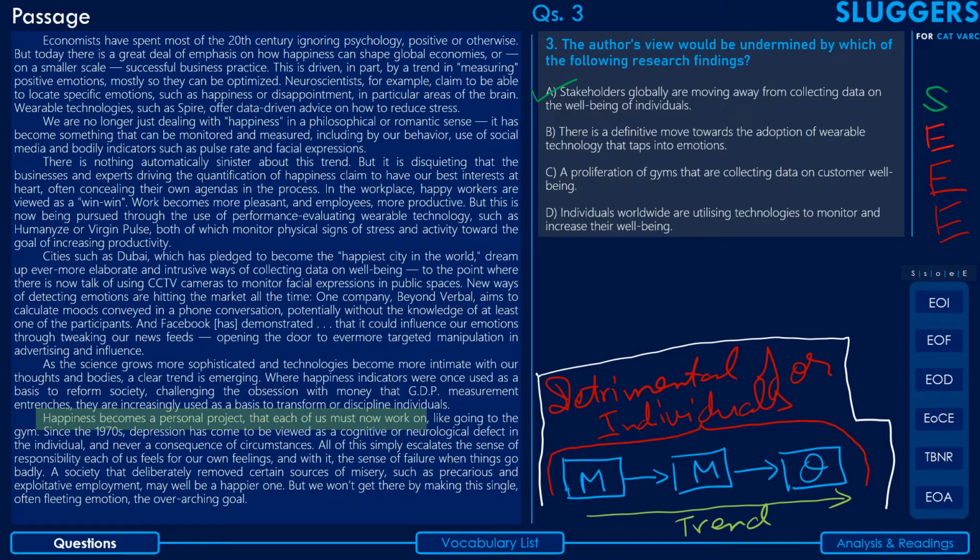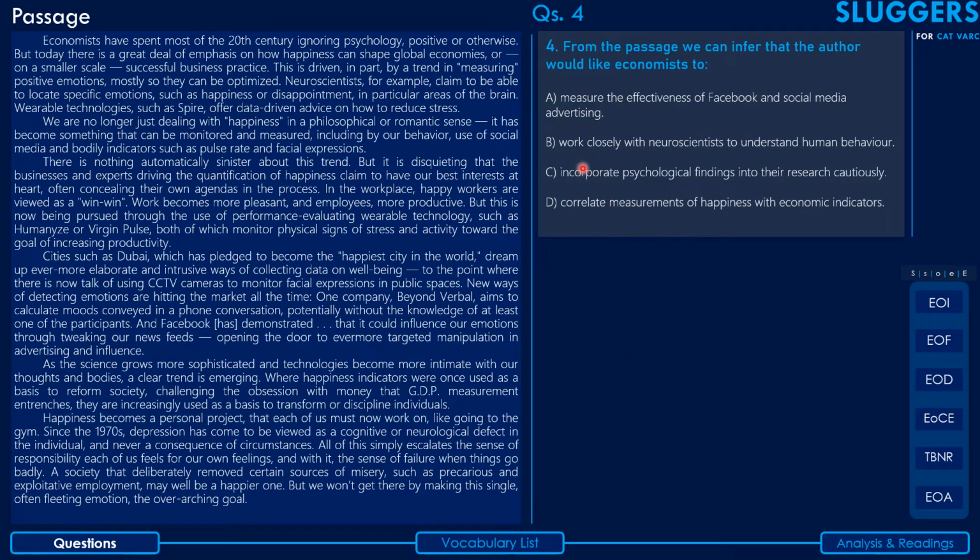All right, so let's move on to the next question. Okay, guys, the fourth question says: from the passage, we can infer that the author would like economists to, and then you're supposed to select one of these options to complete the sentence.